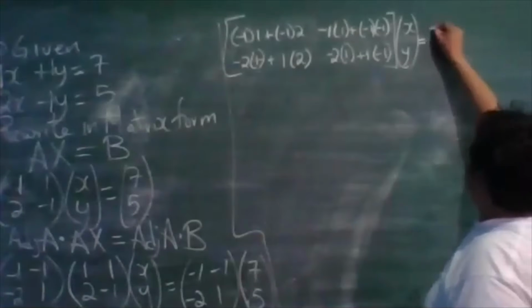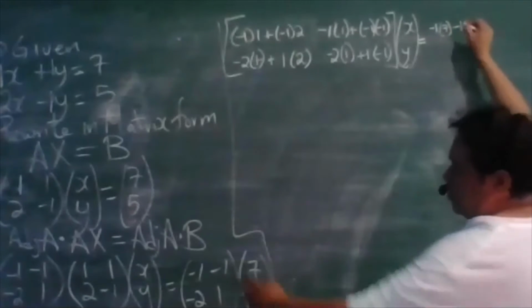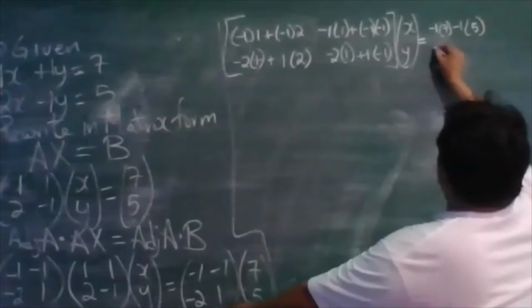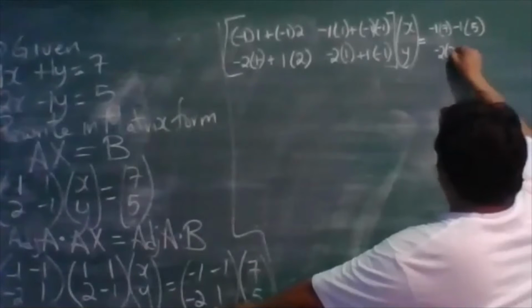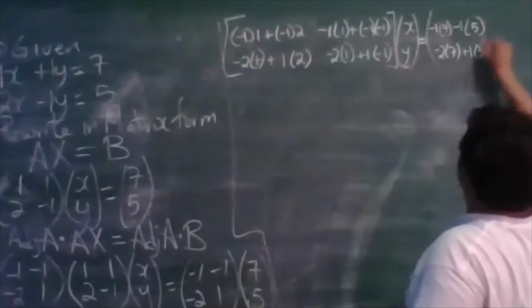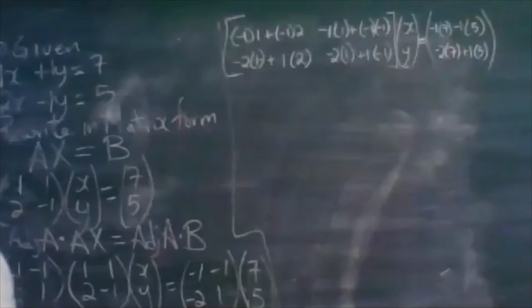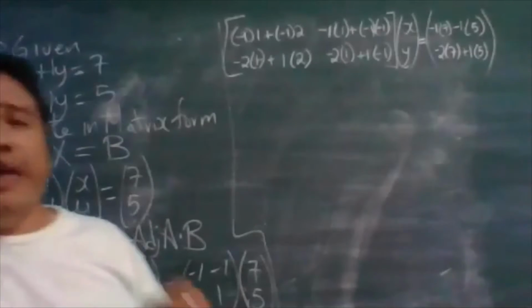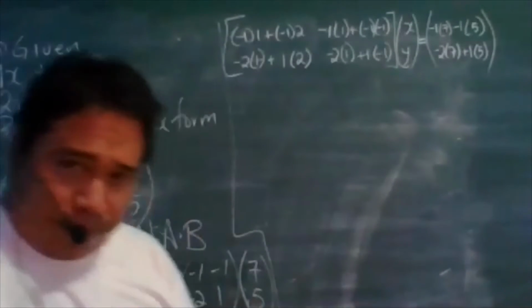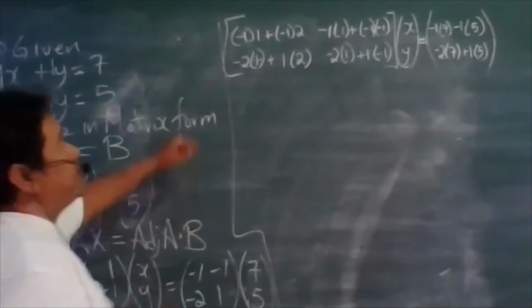And equals, I will have to multiply this out as well. So negative 1 times 7 minus 1 times 5, negative 2 times 7 plus 1 times 5. So there we have our next step. Notice I'm showing you every single step since this is the first example. When I go to the second example, I will be skipping some steps.